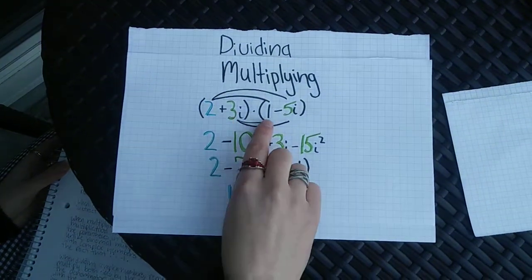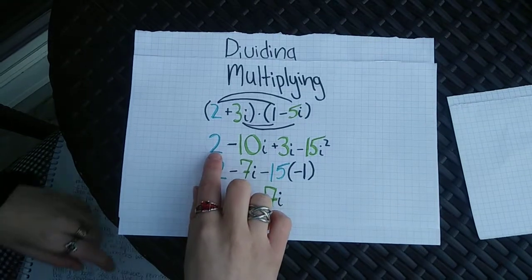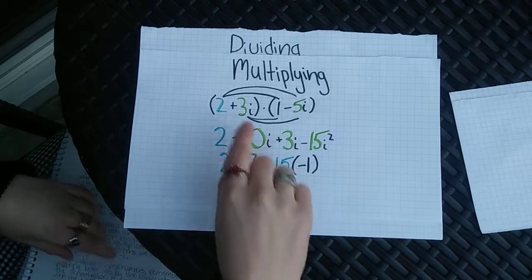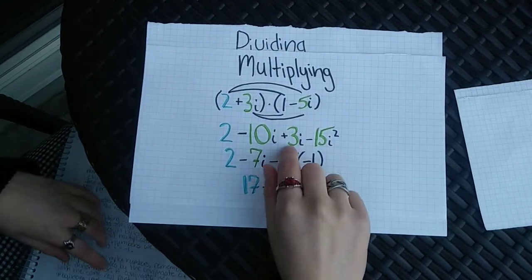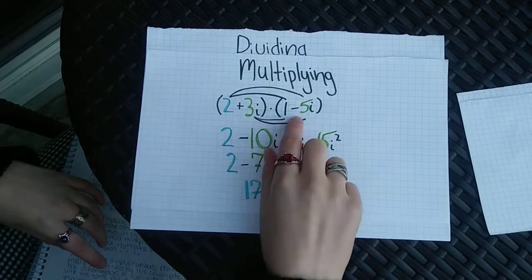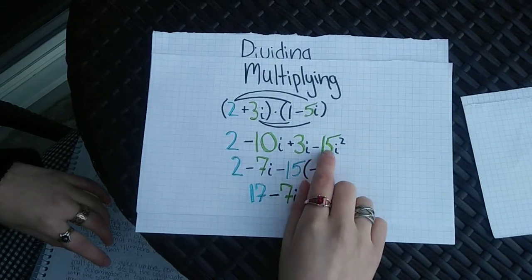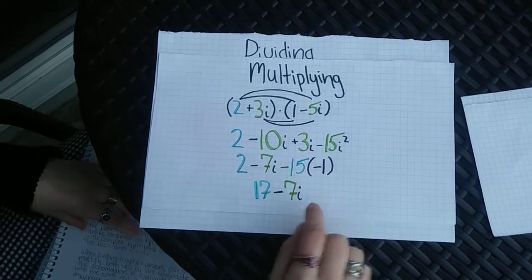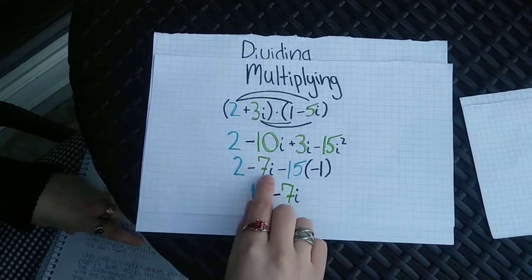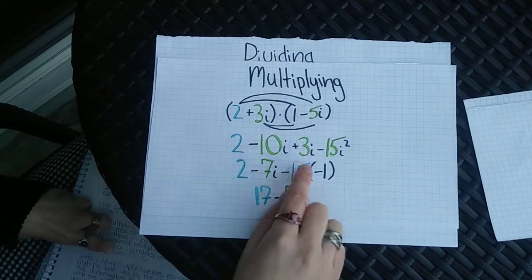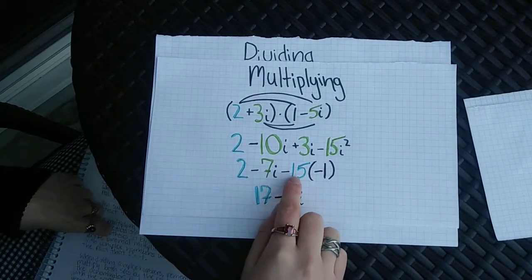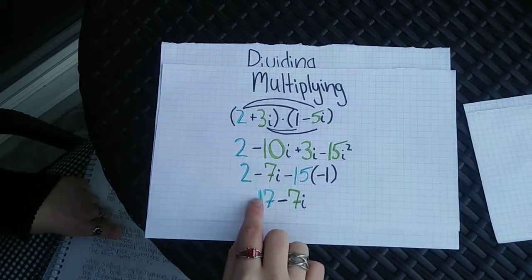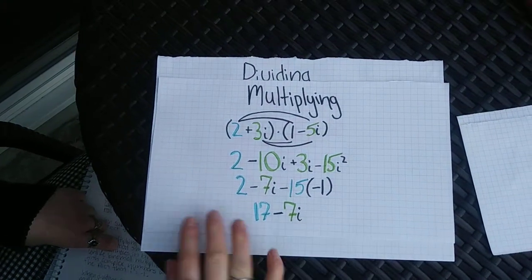You multiply 2 times 1 to get 2, then 2 times negative 5i to get negative 10i. Then you multiply 3i times 1 to get 3i, and 3i times negative 5i to get negative 15i squared, or negative 15 times negative 1. 2 minus 7i when you do negative 10i plus 3i, and then negative 15 times negative 1. This comes out to a total of 17 minus 7i.